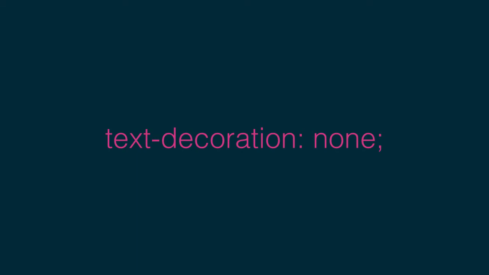Now, underline is one text decoration. It's probably the one that you'll use the most. If you have something that is underlined, like anchor tags come underlined by default, you can turn off the underline with text decoration none. And that gives us no underline.